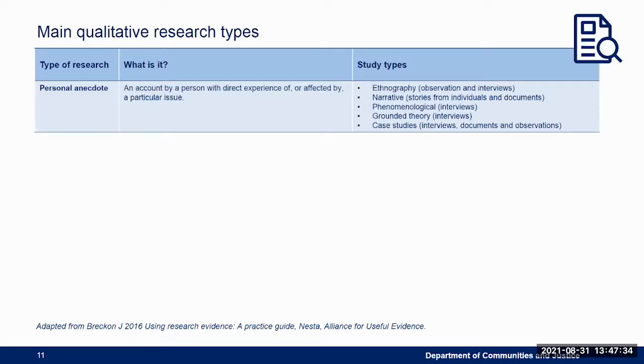So I have actually popped down some qualitative research types here. So obviously ethnography, which is obtained through observation and interviews, narrative, phenomenological, I knew I was going to struggle with that word, grounded theory, and case studies. So they tend to be the main qualitative research types that we see.